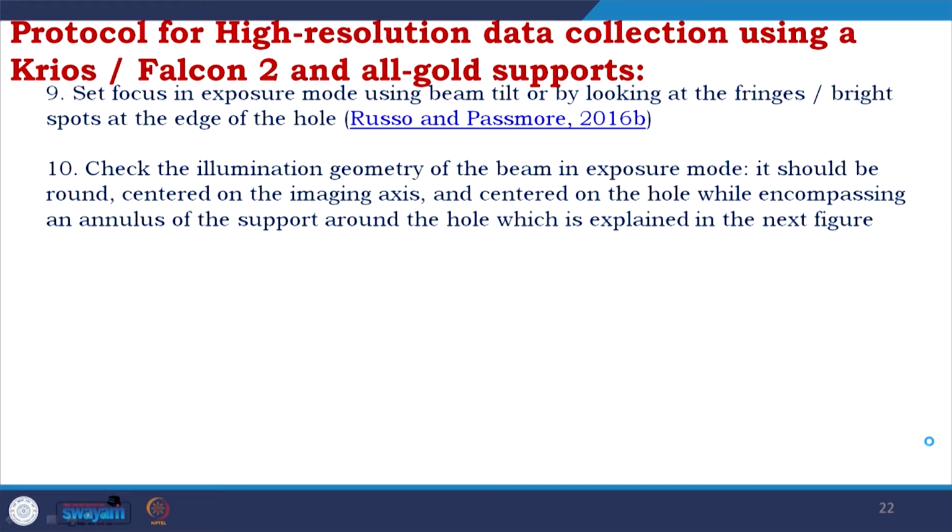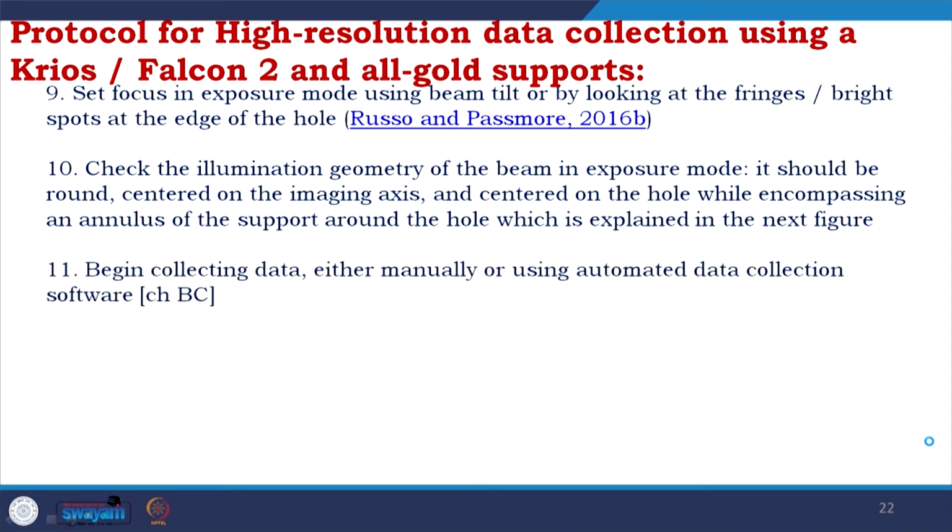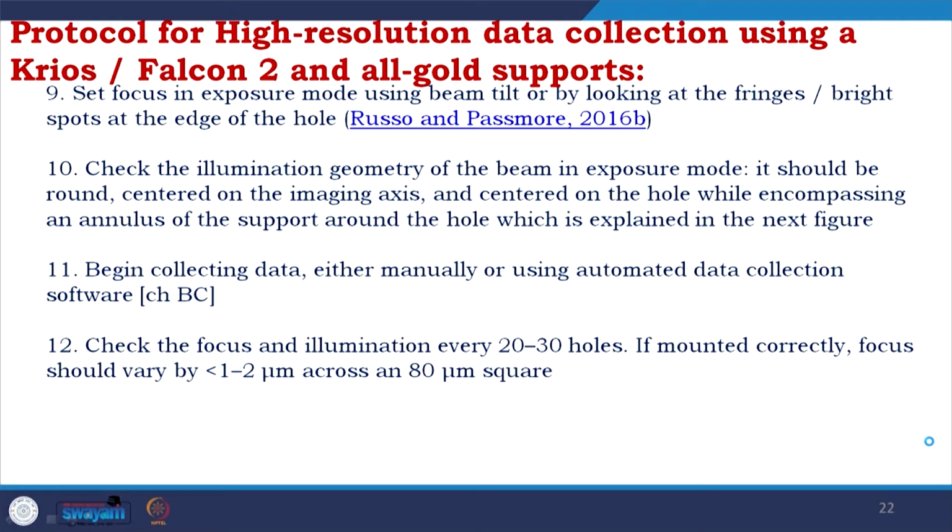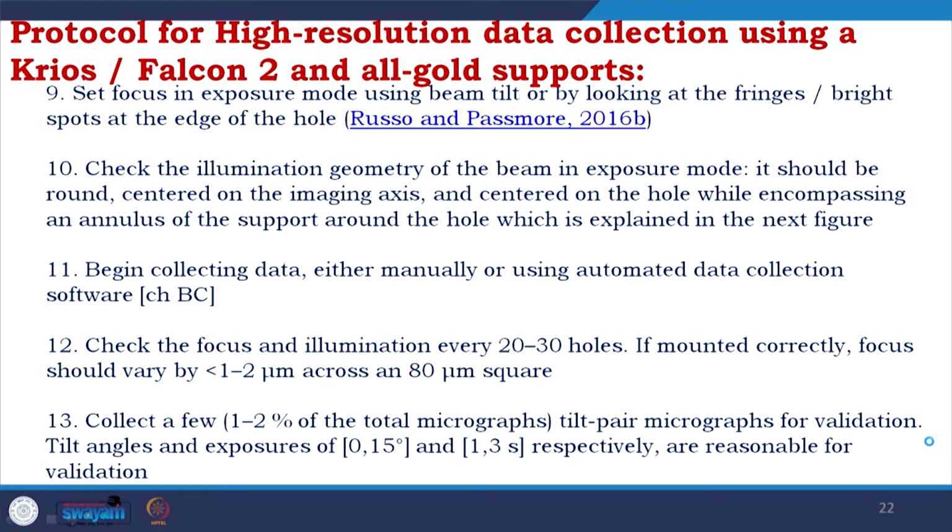Check the illumination geometry of the beam in exposure mode. It should be round, centered on the imaging axis and centered on the hole while encompassing an annulus of the support around the hole, which is explained in our next figure, why it is important. You begin the data collection either manually or using automated data collection software. Check the focus and illumination every 20 to 30 holes. If mounted correctly, focus should vary by less than 1 to 2 micrometers across an 80 micrometer square. That would be the checking criteria.